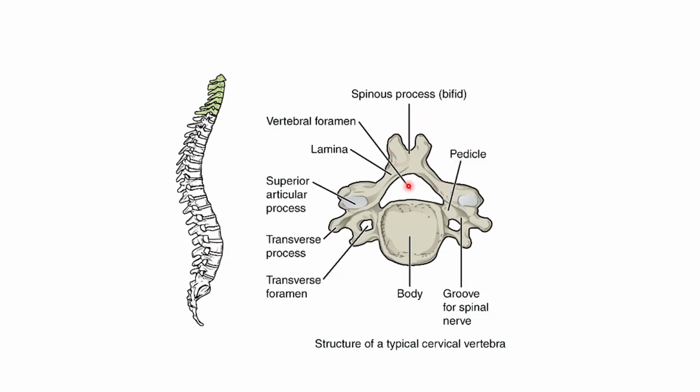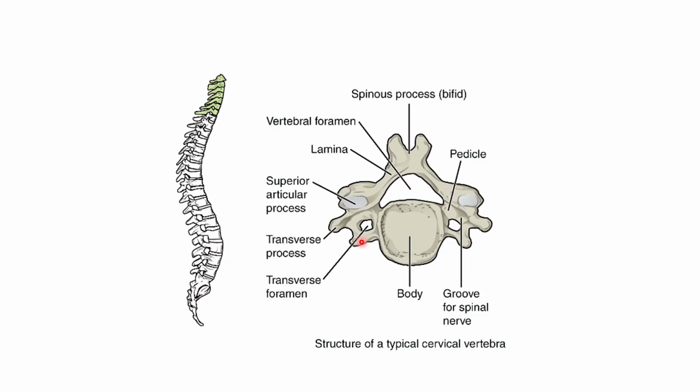The pedicles are thin and not that thick. We also have the transverse foramen present, which is a necessity for the vertebral arteries. C3 to C6 are one group, and C7 is known as the landmark.